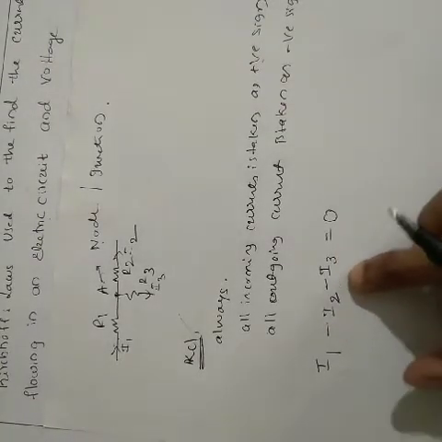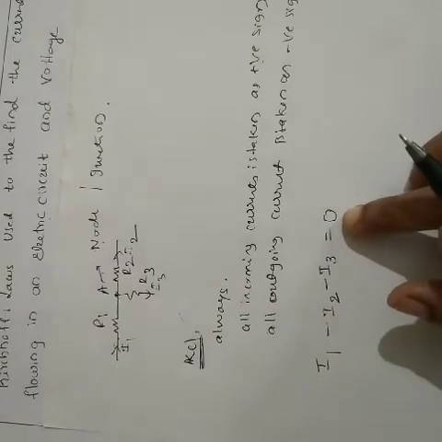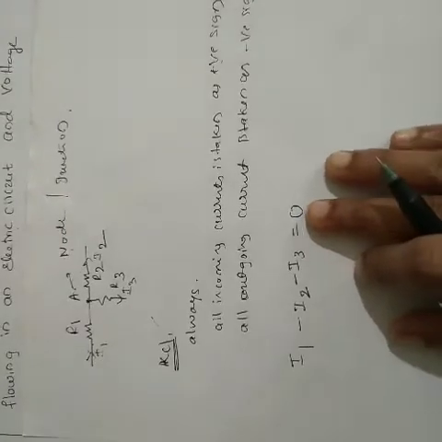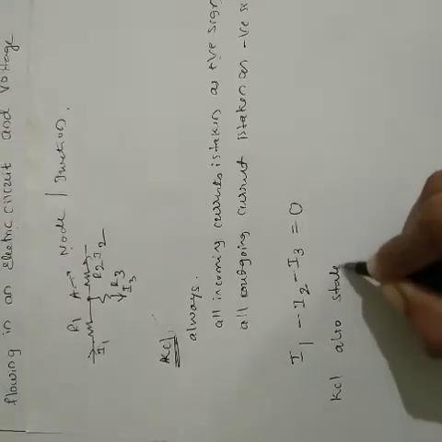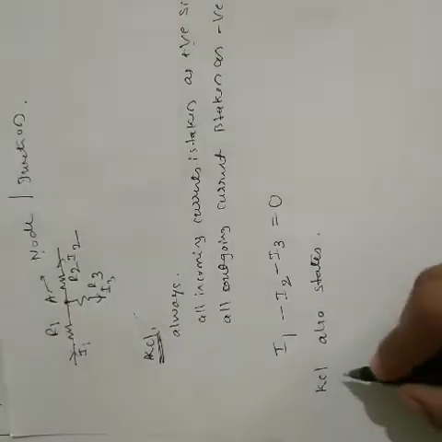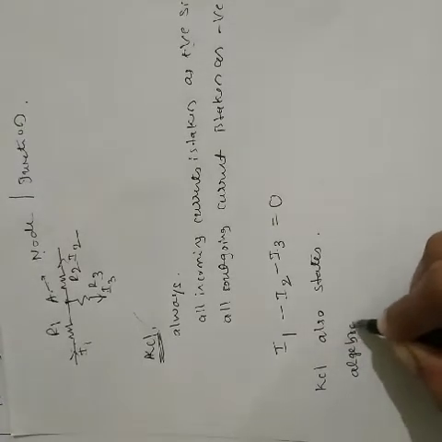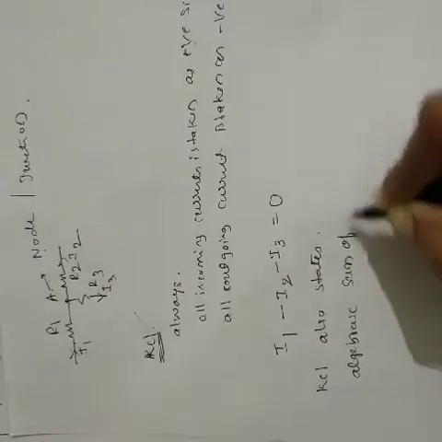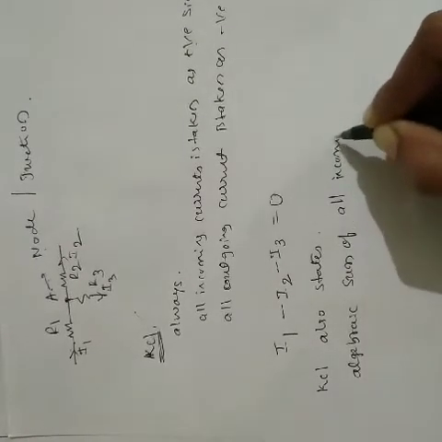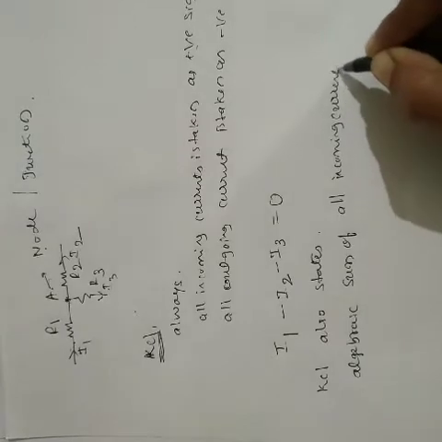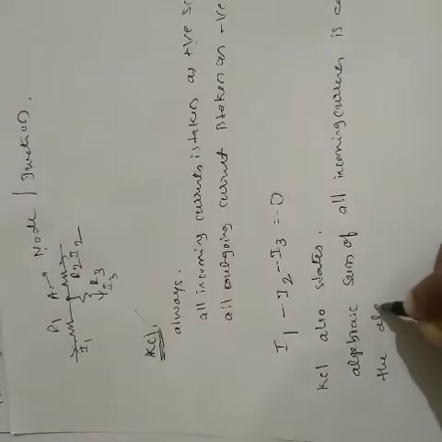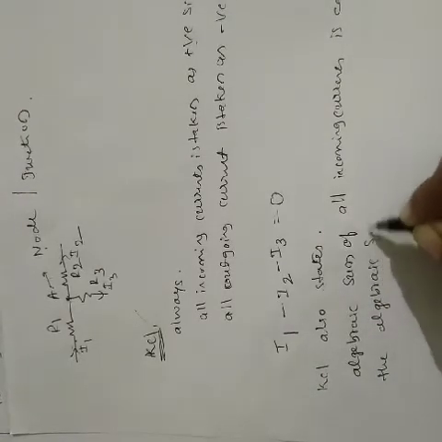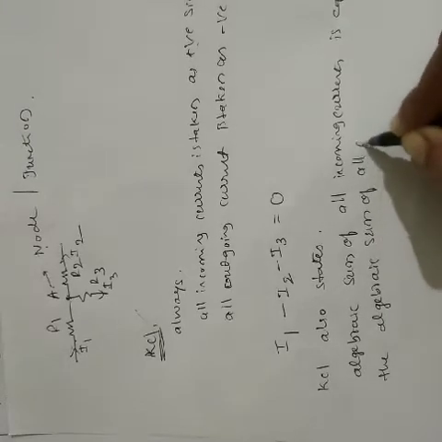The algebraic sum of all currents meeting at a junction point of an electrical network is equal to 0. Again, KCL also states that the algebraic sum of all incoming current is equal to the algebraic sum of all outgoing current.